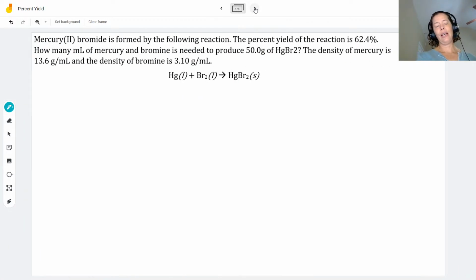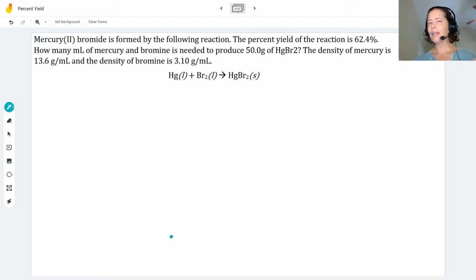All right, so let's read it first. Mercury 2 bromide is formed by the following reaction. Okay, and so they have given us the equation. That's great. The percent yield of the reaction is 62.4%. How many milliliters of mercury and bromine are needed to produce 50 grams of mercury 2 bromide? Oops, that should have been, that's an error there. The density of mercury is 13.6 grams per milliliter, and the density of bromine is 3.10 grams per milliliter. All right, so we've got a similar problem, but we've got a little bit of a twist in this one.